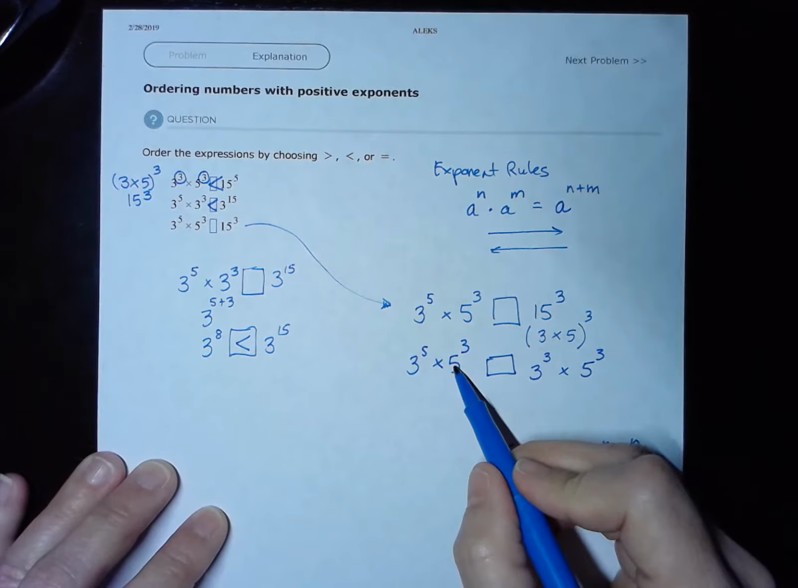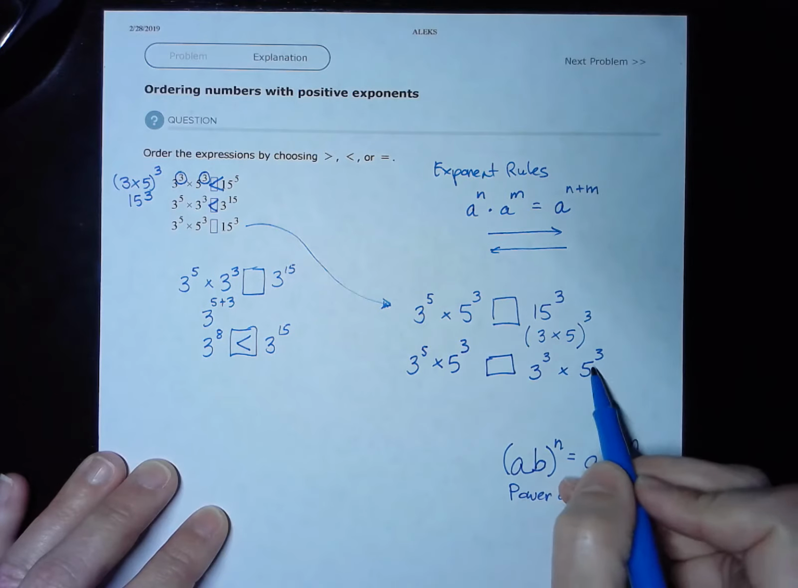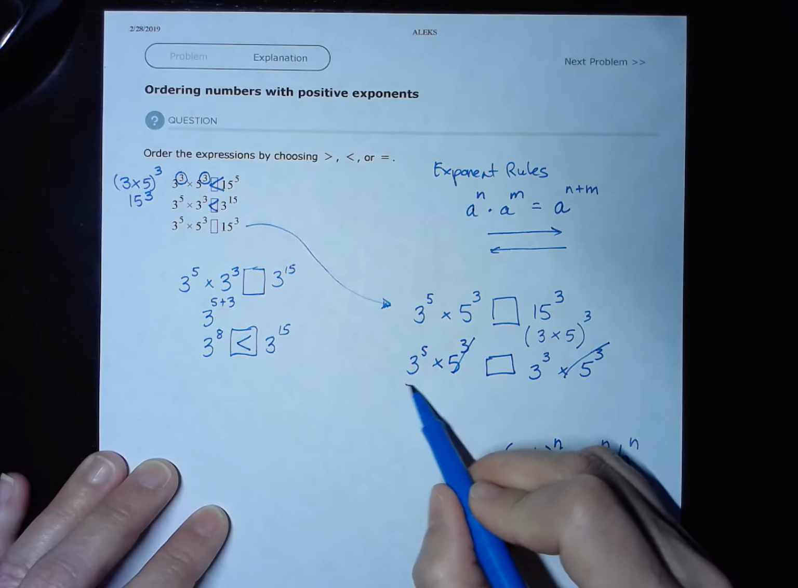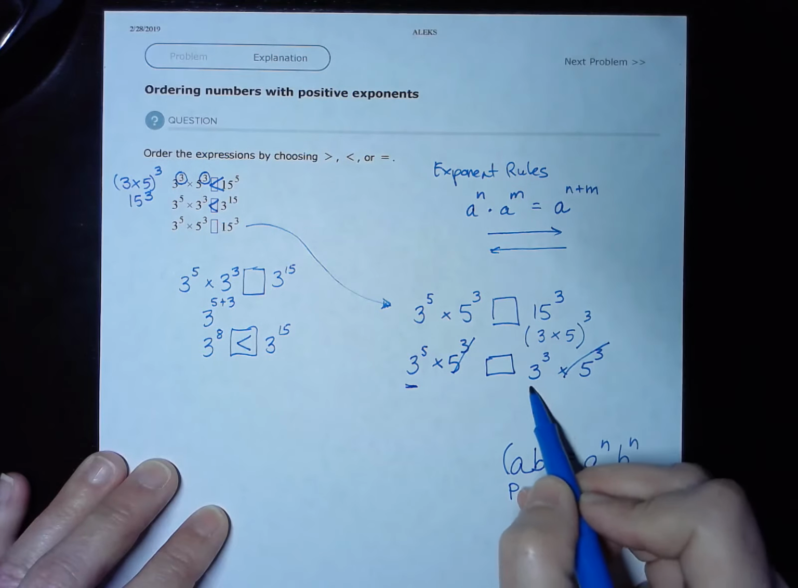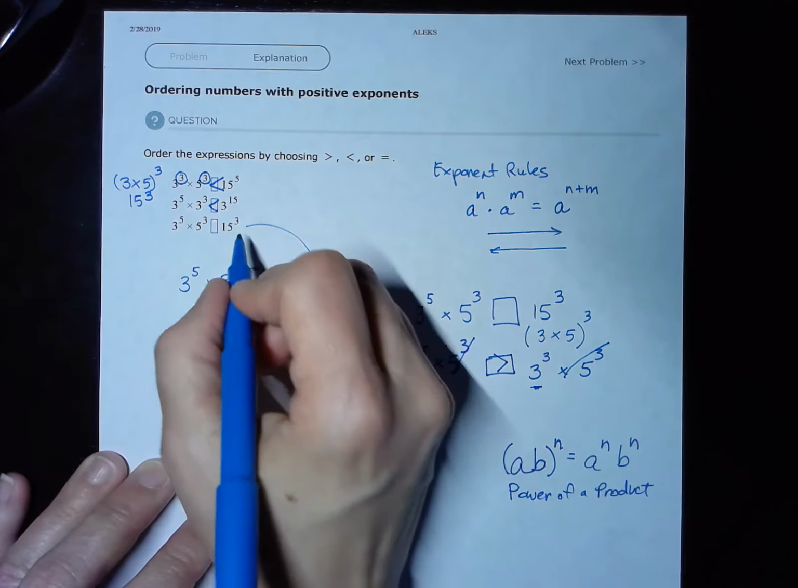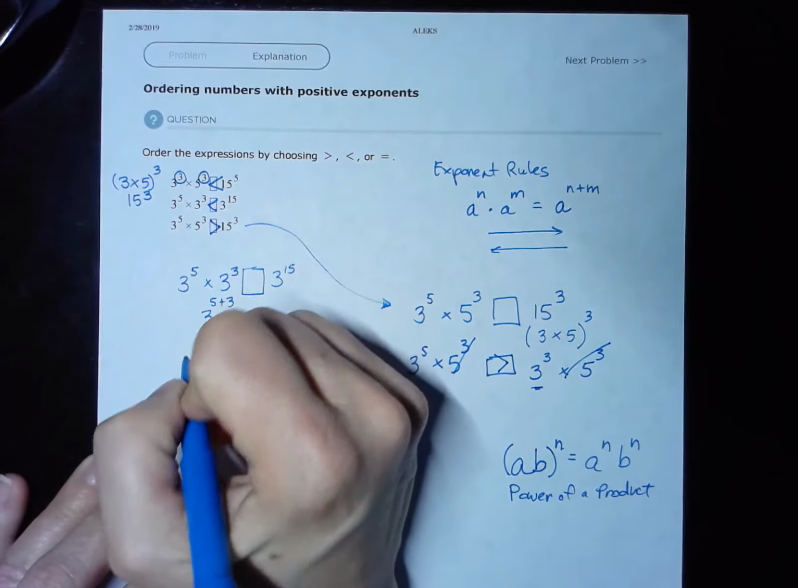So you notice that I have a 5 to the 3rd on both sides, so those sort of cancel each other out. So what technically I'm comparing is a 3 to the 5th and a 3 to the 3rd, and obviously a 3 to the 5th is going to be greater. So my symbol here would be the greater than symbol.